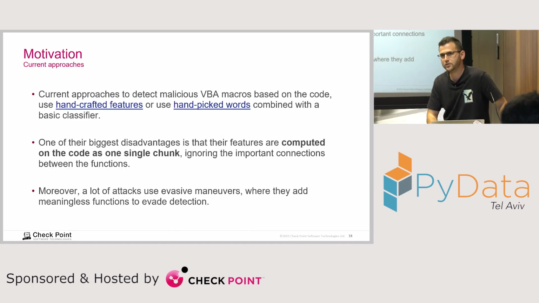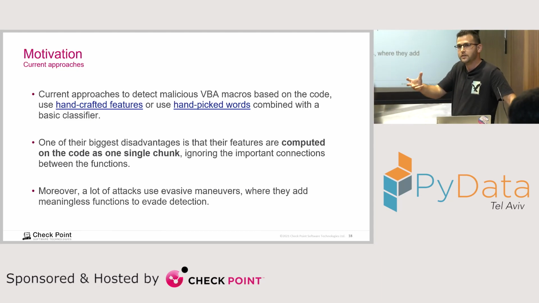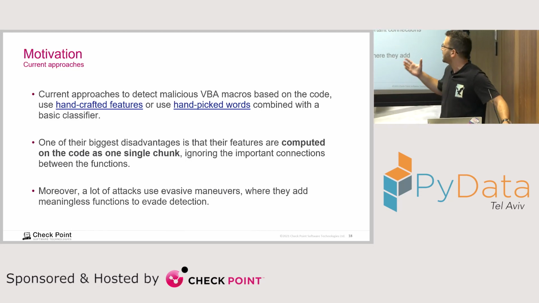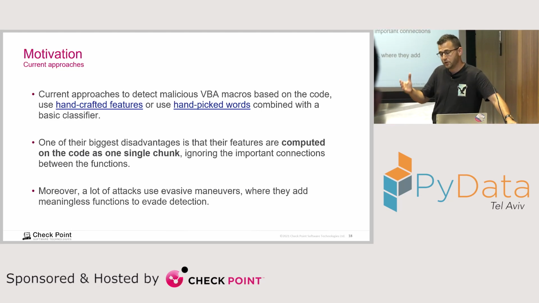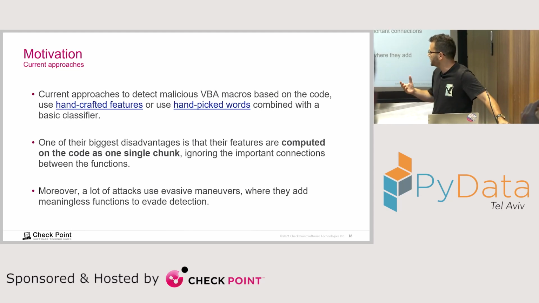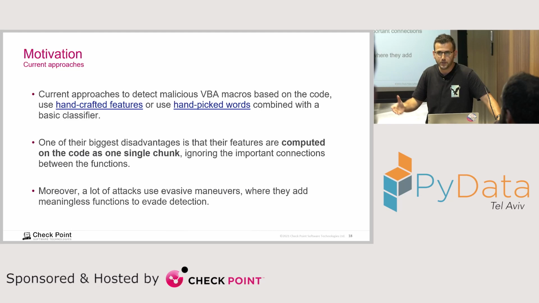So how do current approaches try to detect the VBA macro? Based on the code itself. We're just trying to look at the code and understand what's happening. Most attempts try to use some handcrafted features or maybe handpicked words combined with some sort of basic classifiers. But other than those features being handcrafted and causing a bias in your model and your solution, they also have a big disadvantage, which is that the features are computed on the code as one single chunk. And I remind you, when I showed you the Emotet example, all that code is one single chunk. It's really hard to understand what's happening, and what the initial entry point is.